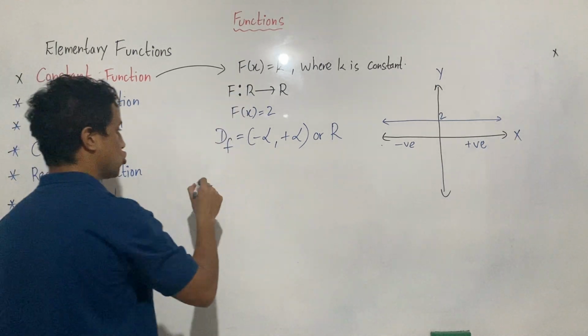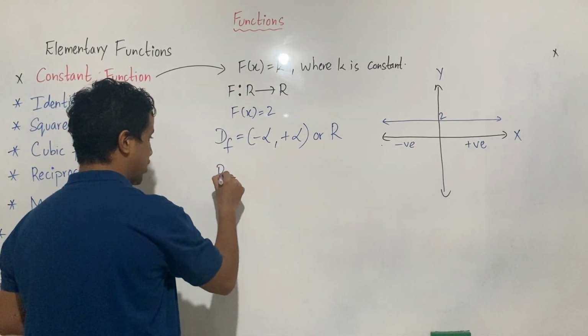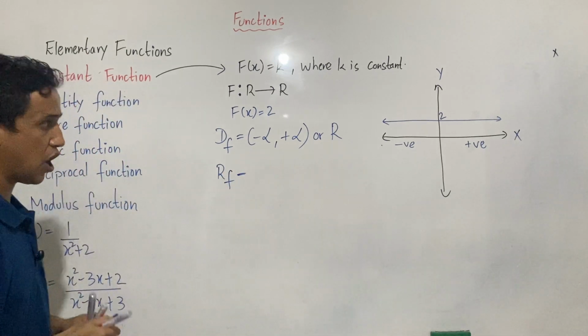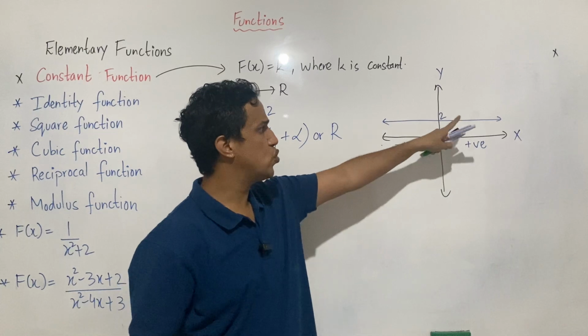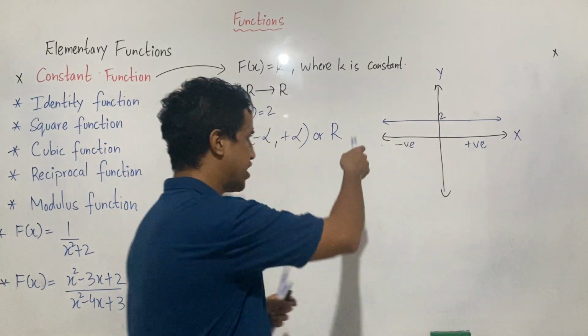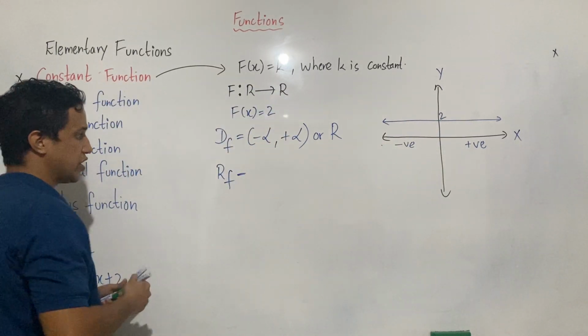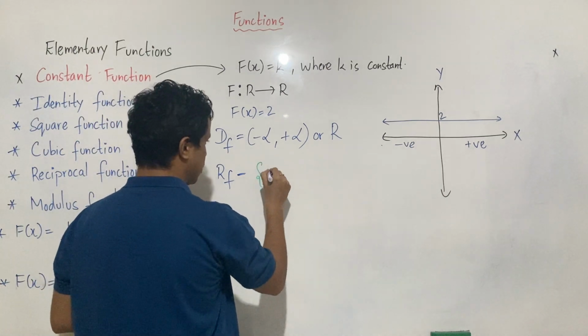And what's going to be the range of this function? Now you can put any value of x, whether negative, positive, or 0, and you will get the constant value. Here in this case it is 2, so the range is going to be 2.